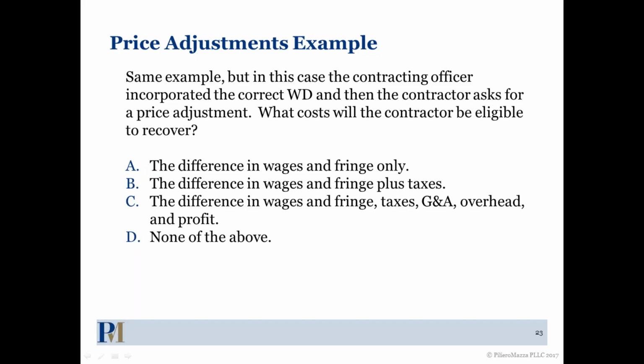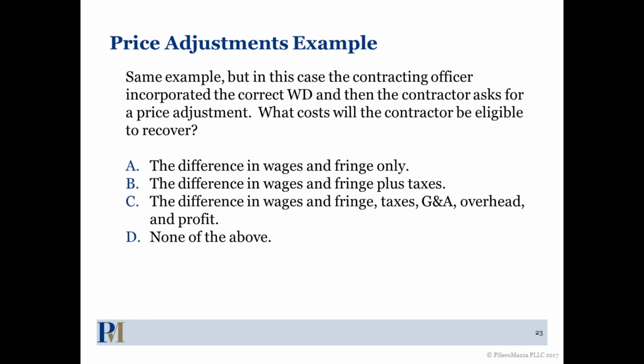Okay. So we have about 26% of you saying A. I think the winner is B, the difference in wages and fringe plus taxes. C is 13%. That includes the G&A and overhead and profit. And 10% are none of the above. The answer is actually C here, and let me tell you why.